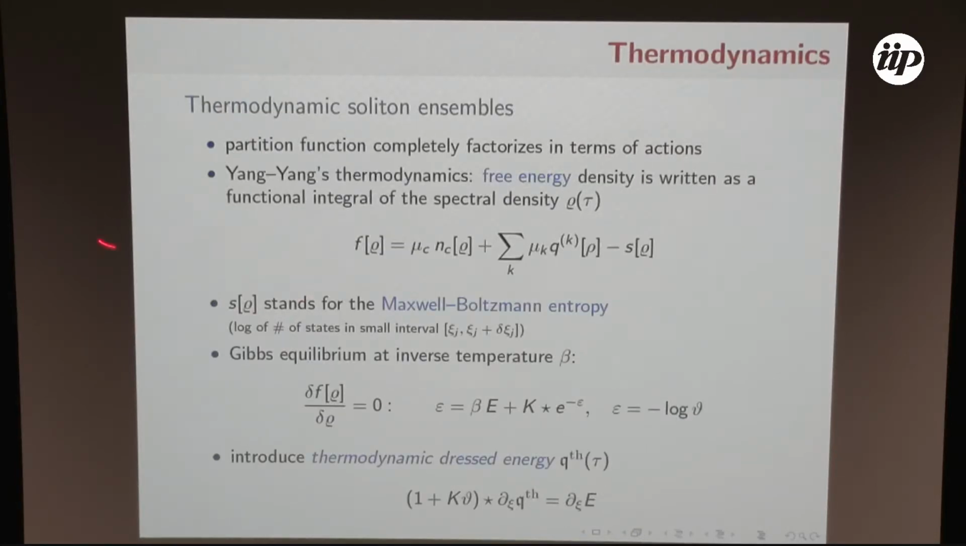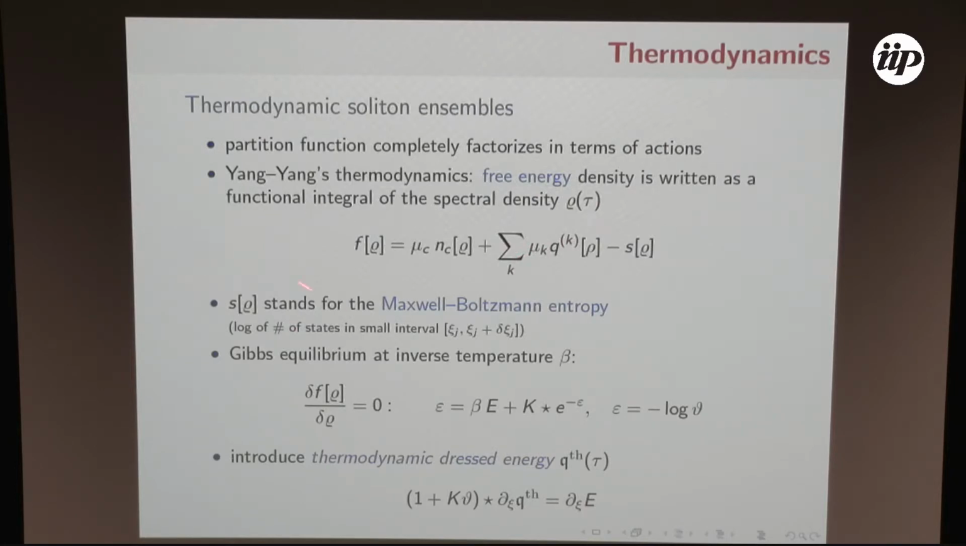I need to go a bit faster. How do we fix this mode occupation function? The way it works is that you are summing the partition function for the model, but if you express it in terms of the action variables, it's a diagonal object, so it completely factorizes. When you go to the thermodynamic limit, you can turn this summation into a functional integration over the soliton spectral density, which allows you to cast the equilibrium free energy density as a functional of the spectral density. There are some free parameters, which are the chemical potentials of your equilibrium state, for the total charge and for the local conserved charges.